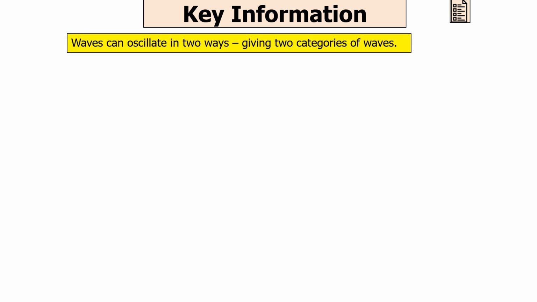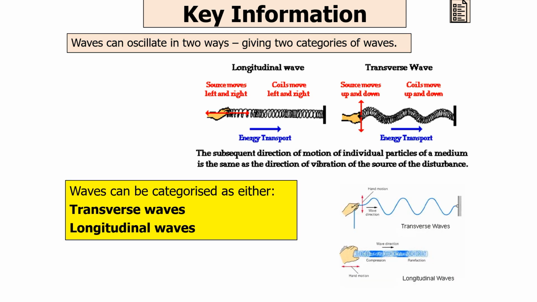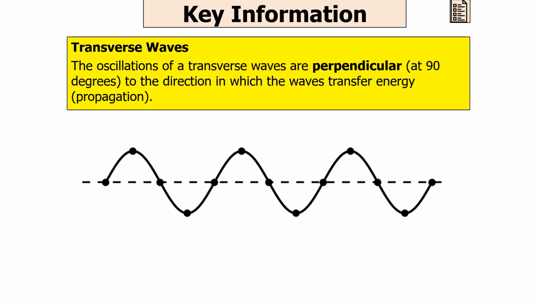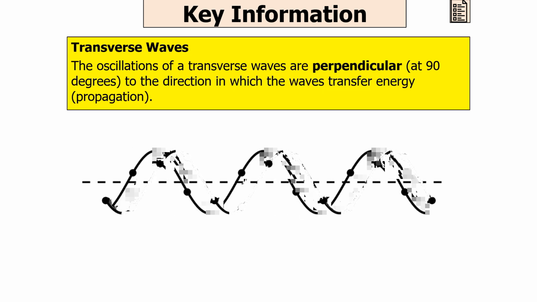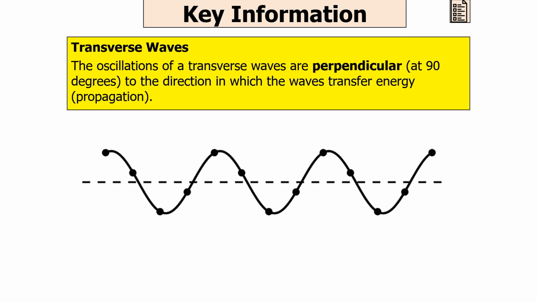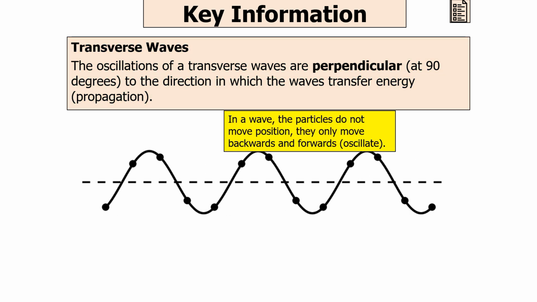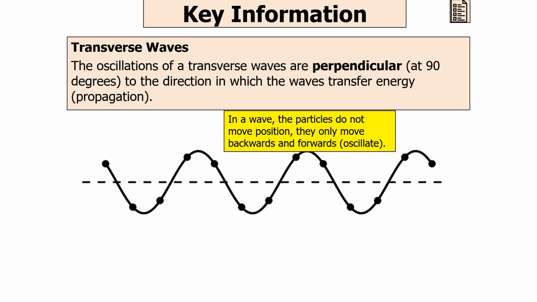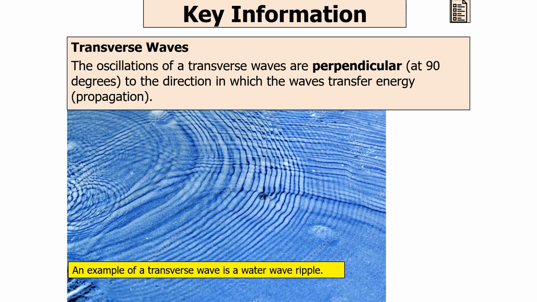Now waves can oscillate in 2 ways, giving 2 different categories of waves, either transverse waves or longitudinal waves. Now in longitudinal waves, the oscillations are in the same direction as the energy transfer. In transverse waves, the oscillations are at right angles to the energy transfer. So, with transverse waves, the oscillations are perpendicular to the direction in which the wave propagates. Now, in a wave, the particles do not move position, they will only move backwards and forwards or oscillate. So, for example, here's an example of a transverse wave oscillating, a water wave ripple.